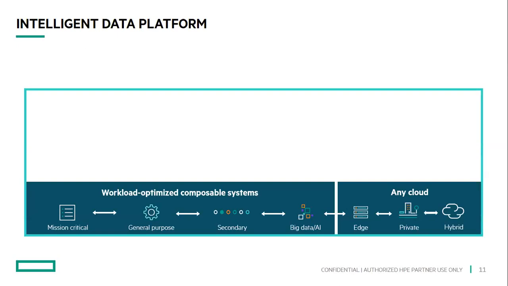After the segregation of workload optimization, we say that any cloud is supported, from edge and private to hybrid. Edge means any ROBO, campus, or small office. Private means the on-premises data center. Then we have hybrid, which means the data center communicating from on premises to the public cloud, with a hybrid cloud nature.